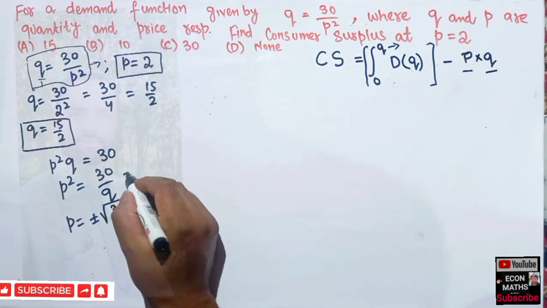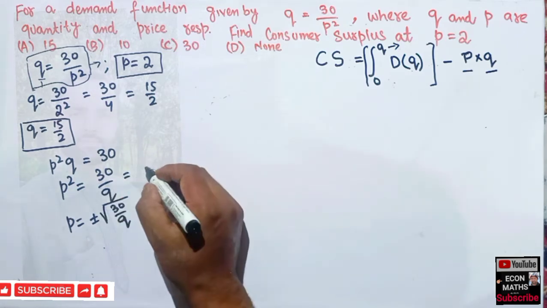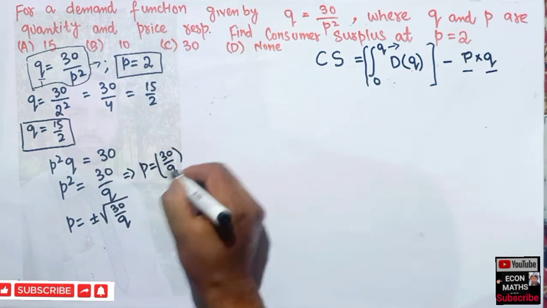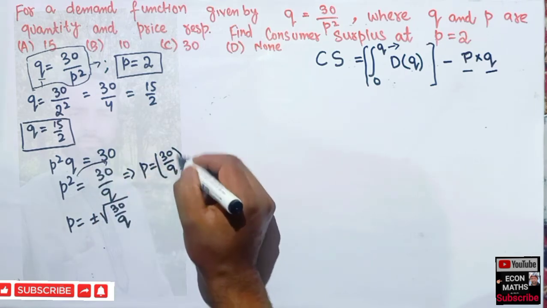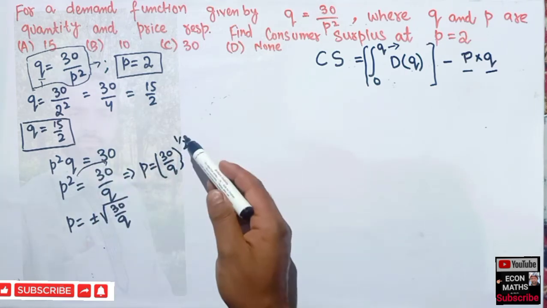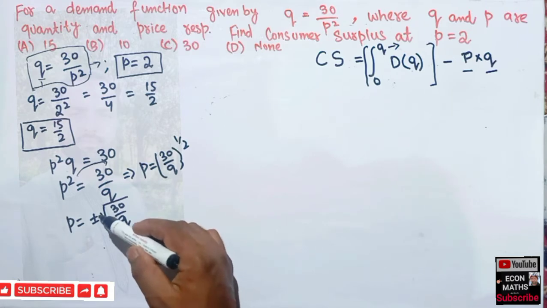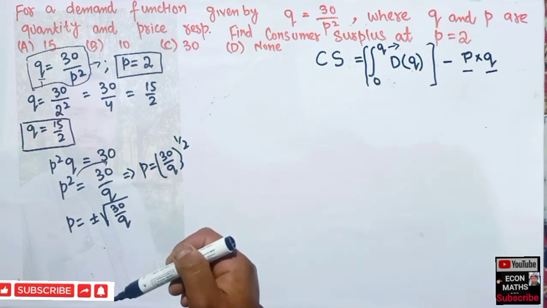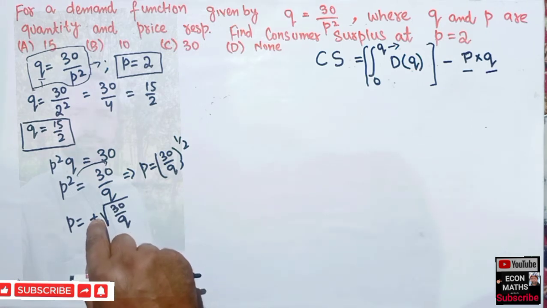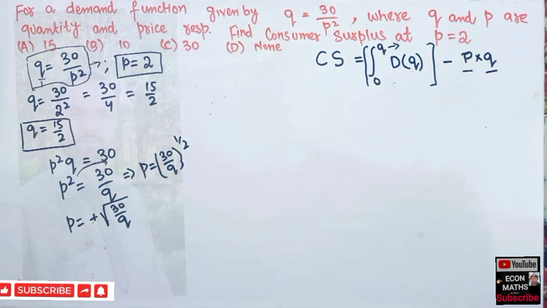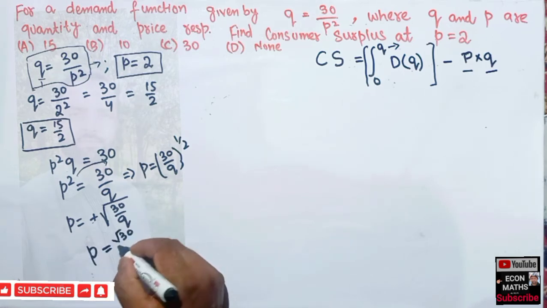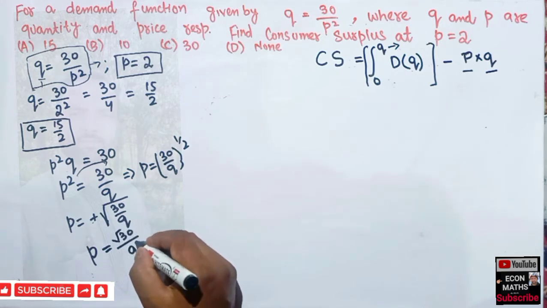For your convenience, I will write here: P = (30/Q)^(1/2). If we transpose this 2, it becomes 1/2, and we can write the power 1/2 by the square root symbol. We only take the positive value here, because the negative value has no significance, because price cannot be negative. So we can write our price as the square root of 30/Q, that is (30/Q)^(1/2).